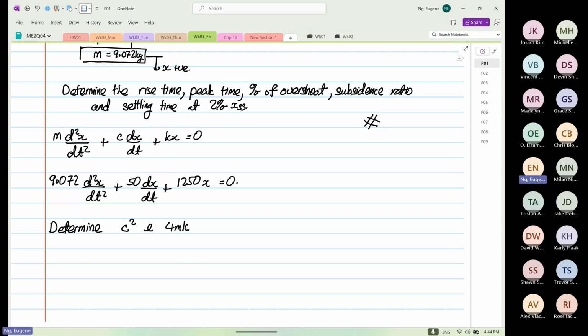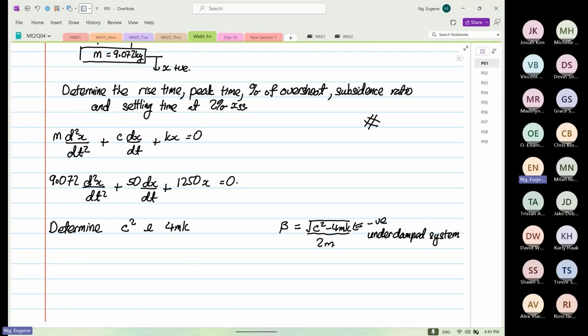And some of you will ask, Eugene, why do we have to determine c squared and 4mk? Because our roots, our beta for our roots, will be equal to what? c squared minus 4mk over 2m, right? If this thing goes negative, it means that we have an underdamped system. So the first thing to check is c squared minus 4mk, and I just showed you why.